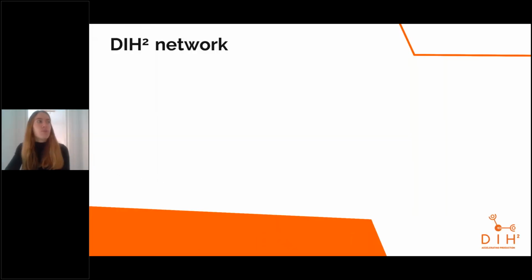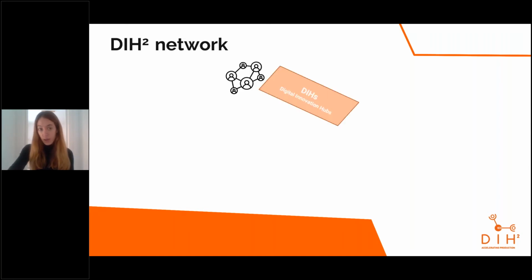So to explain what the DIH² network is and what we do, it's important to divide this into different layers. The first one is what Ali already explained, the DIHs that are part of this network, which would be the organizations and the nodes on the map that we are right now, almost all over Europe and extending.